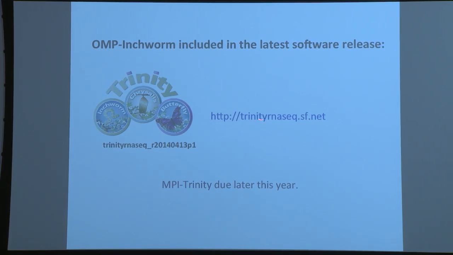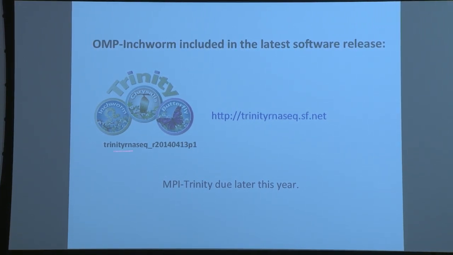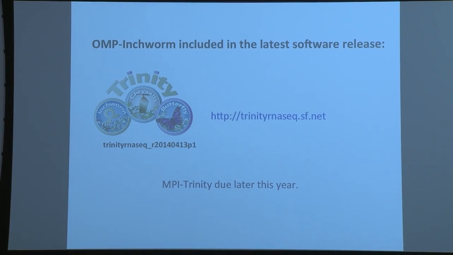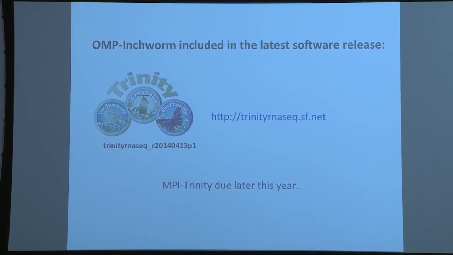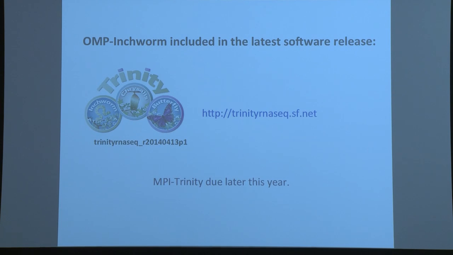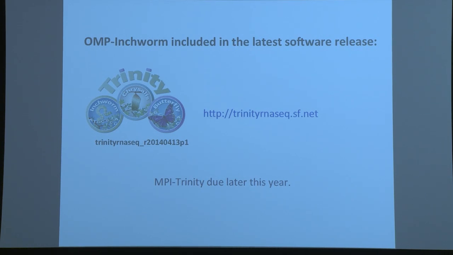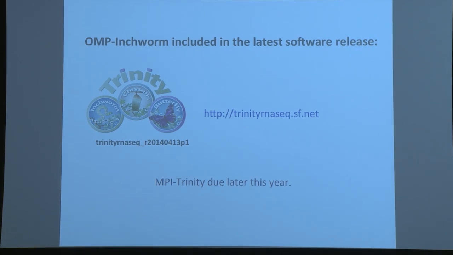The OpenMP multi-threaded parallel version of Inchworm was part of our Trinity software that we released back in April. So this is actually the current release. And it's a lot faster than the earlier version. People appreciate that. We're hoping to have a full MPI Trinity, not just for Inchworm, but we've got separate efforts for using MPI to parallelize the Chrysalis step and some of the other aspects of Trinity.